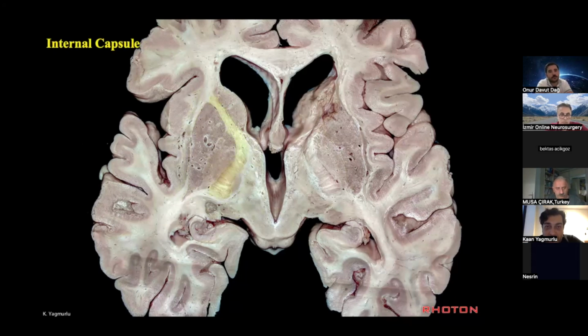But between the structures we see the internal capsule, which is very important. There's an anterior limb and a posterior limb, and the junction of these limbs is the genu. The genu has a lot of motor strip fibers that we want to stay away from, and just medial to the genu is the foramen of Monro.